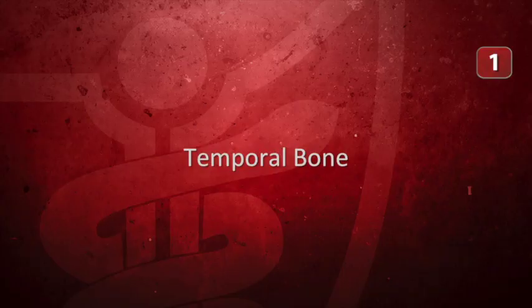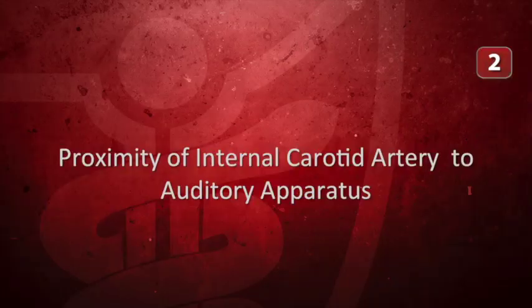It's time for the end of session quiz. Let's get going. In what bone of the skull is the ear found? This is going to be the temporal bone. Next, why do you hear pounding in your ears during exertion? So this is going to be proximity of the internal carotid artery to the auditory apparatus.